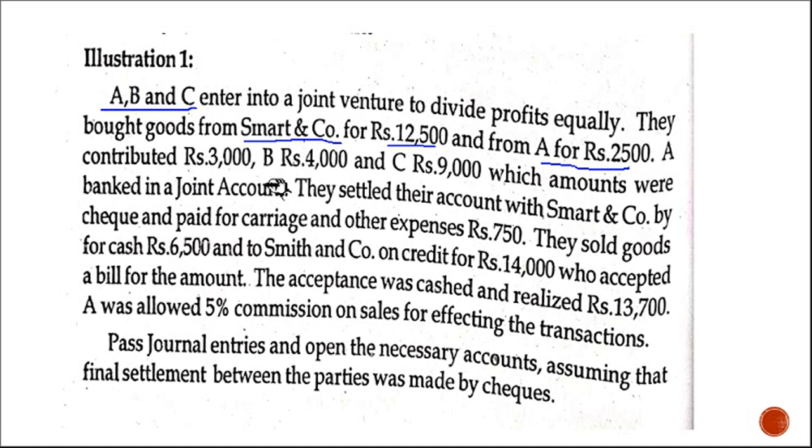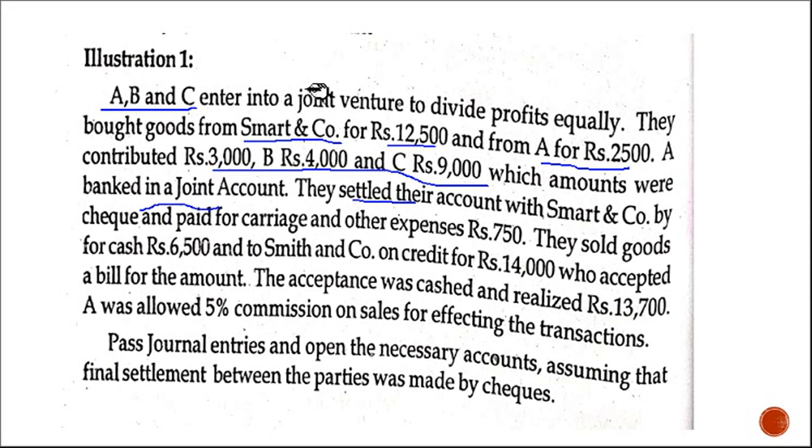A contributed rupees 3,000, B 4,000 and C 9,000, which amounts were banked in a joint account. So A, B, C have contributed this money, so this is considered as their capital. Clear? This is the next transaction. They settled their accounts with Smart and Company by check.